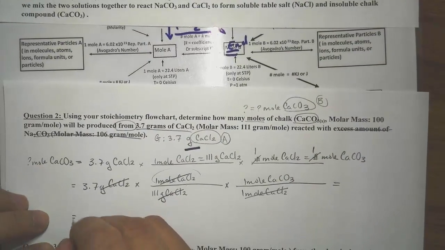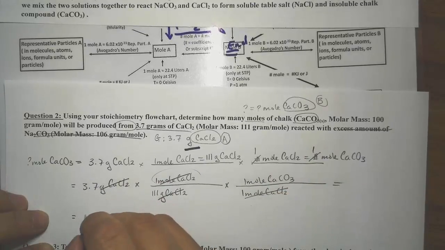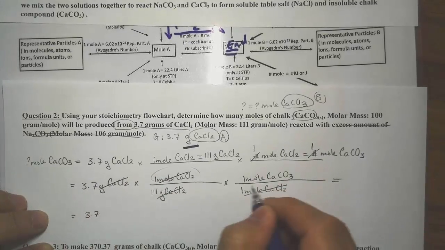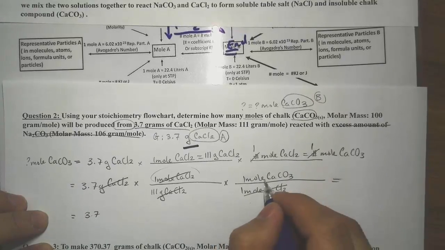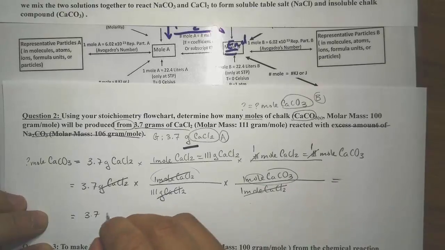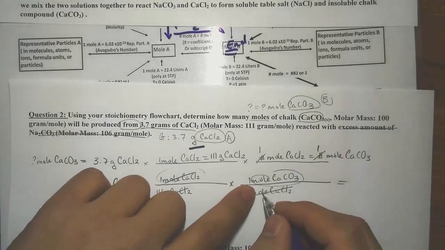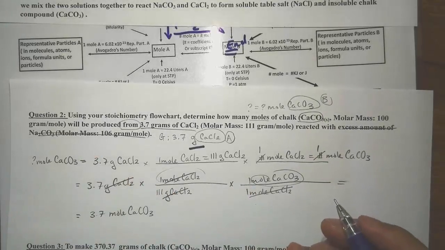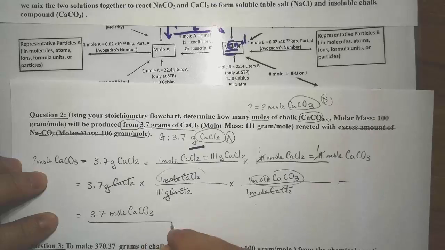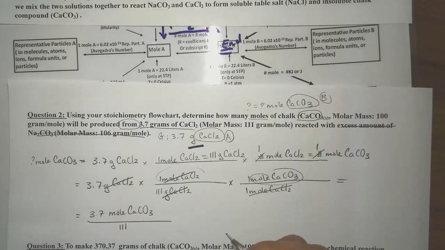Now let's rewrite it so that we multiply everything on top, divide everything on the bottom. So on top we have 3.7 times 1 times 1, so we can ignore that. But look at this, we have moles of calcium carbonate, so we can say that mole of calcium carbonate. Why don't I write the 1? Because anything multiplied by 1 is equal to itself. And then divide everything on the bottom, which is just 111 times 1. So we have 111. And that is our answer.